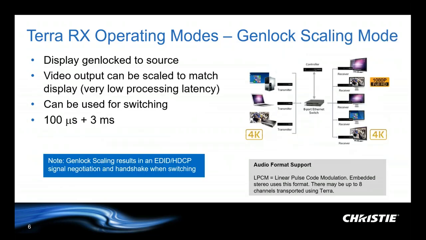The next mode I'm going to talk about is the Genlock scaling mode. Here, the display is Genlock to the source, and the video output on the RX can be scaled to match the display that it's connected to. So if you need the receiver to always output 4K, then you can do this. It adds a little bit of delay, about 3 milliseconds, which is still very low latency. And this can still be used for switching as well.